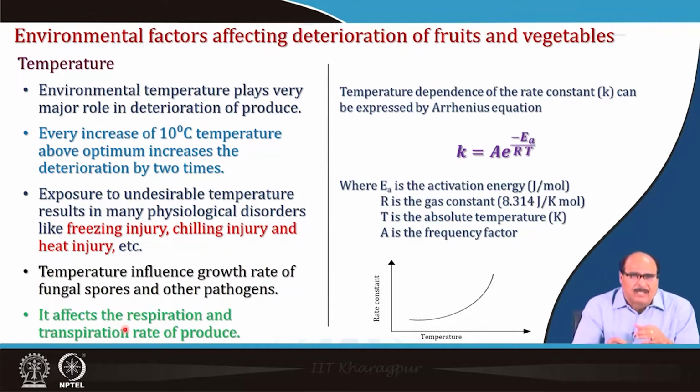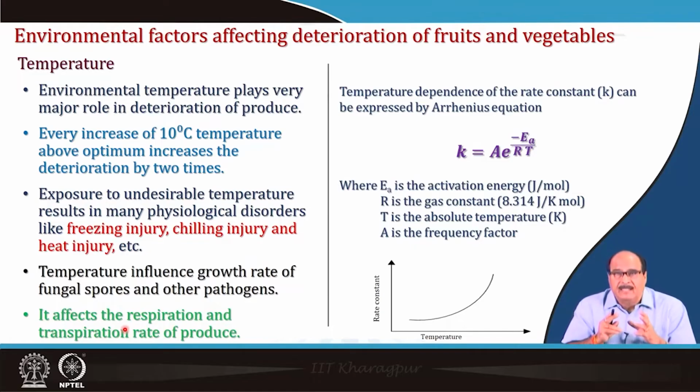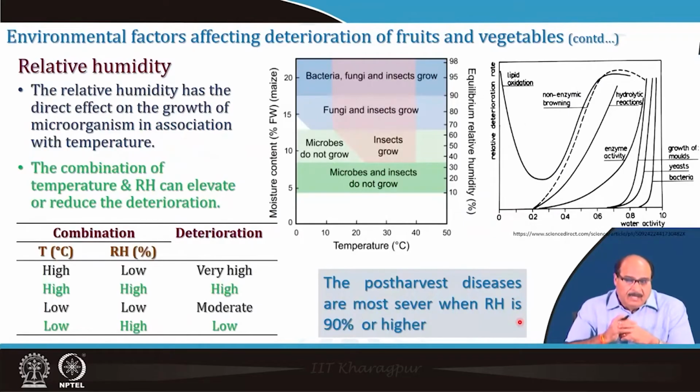Temperature influences the growth rate of fungal spores and other pathogens. It affects the respiration and transpiration rate of the produce, and the temperature dependence of the various reactions, that is the rate constant, can be expressed by the Arrhenius equation, k = A e^(-Ea/RT), where Ea is the activation energy, R is the gas constant, T is the absolute temperature, and A is the frequency factor. So, you can see that the rate of reaction will increase with the increase in the temperature.